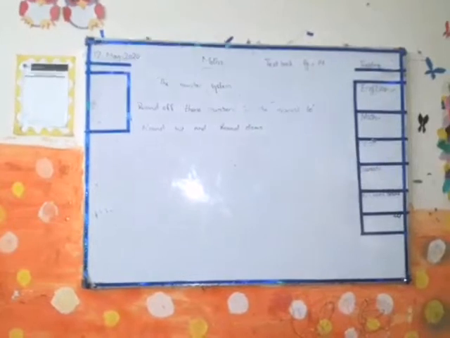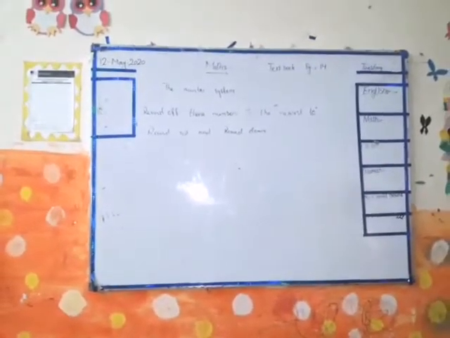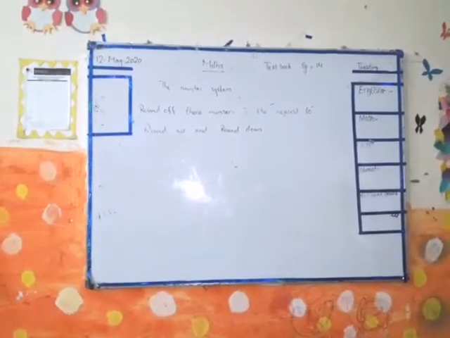Textbook page number 14. Chapter: Number System. The topic is: round off these numbers to the nearest 10. Now, round up and round down.